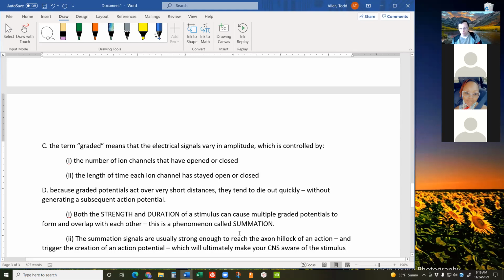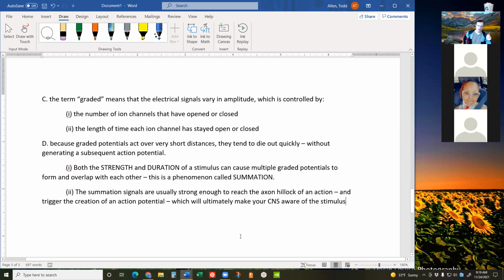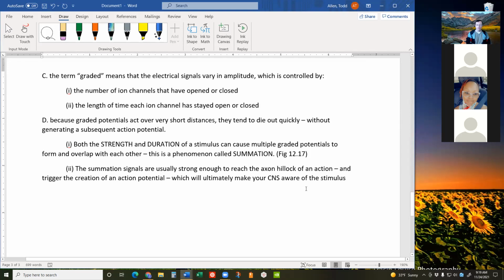Okay, let me read those notes and we'll wrap up. The summation, both the strength and duration of a stimulus can cause multiple graded potentials to form and overlap with each other. This is a phenomenon called summation. That is figure 12.17. The summation signals are usually strong enough to reach the axon hillock of the axon, and trigger the creation of an action potential, which will ultimately make your central nervous system, and therefore your conscious awareness of the stimulus, possible.